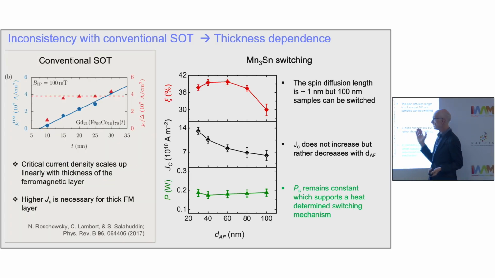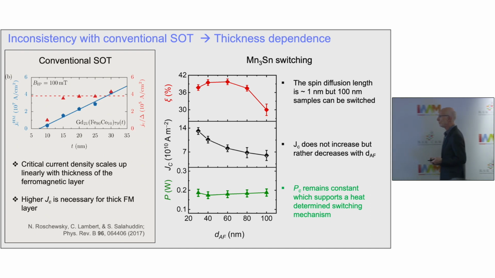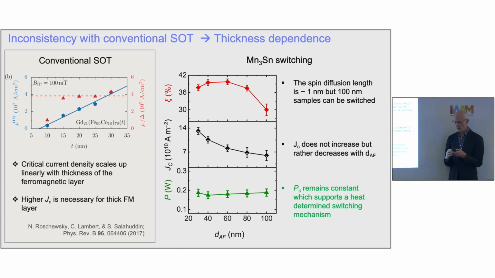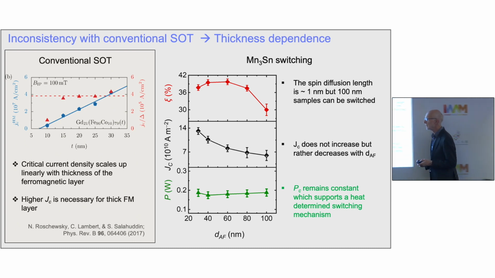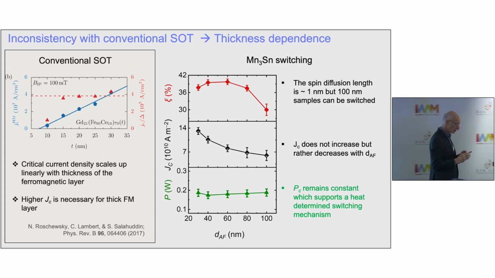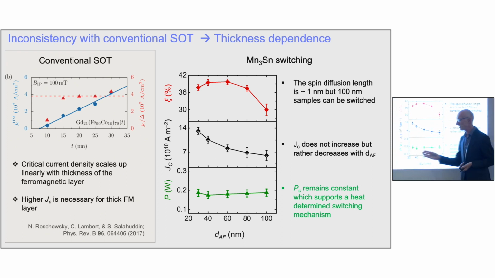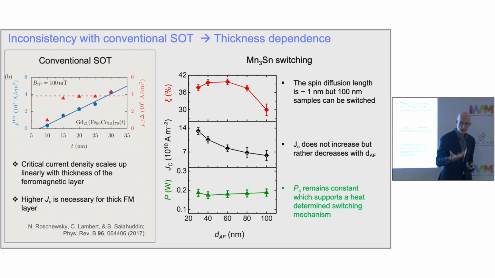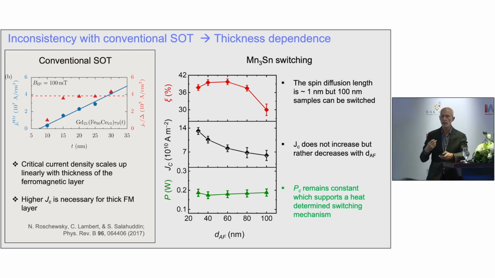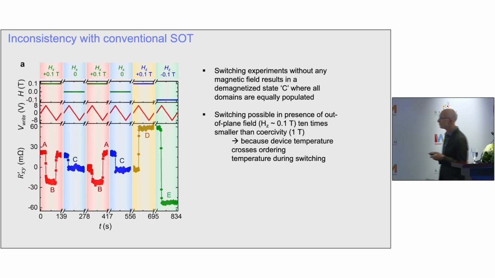We can also see, in contrast to conventional ferromagnetic switching, where the switching current clearly has to increase with the thickness of the ferromagnet, here we find the switching current density actually decreases with the thickness of the antiferromagnet. But if we look at the power in the system, the power remains the same, which means that we're heating, and the heating of the device is really determined by cooling through the surface and through the interface. So again, it's all consistent with the notion that we have to heat up this system.